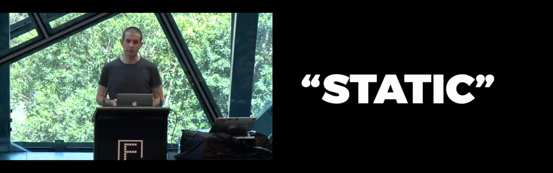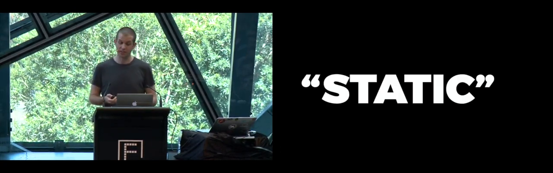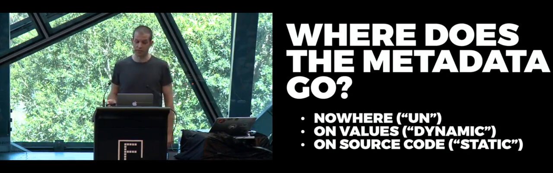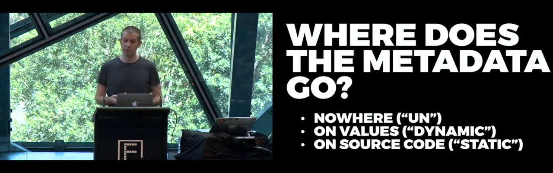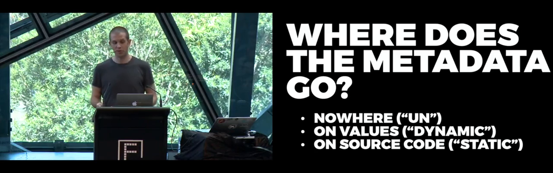These are called statically typed programming languages. You don't need to run a statically typed program to check its metadata because it's all written right there in the source code. So those are the three main ways of answering the question. There is no metadata, or there is metadata on values, or there's metadata on pieces of source code.